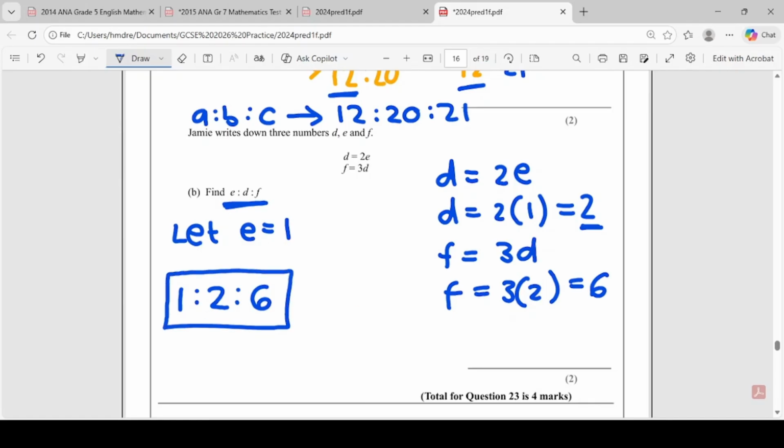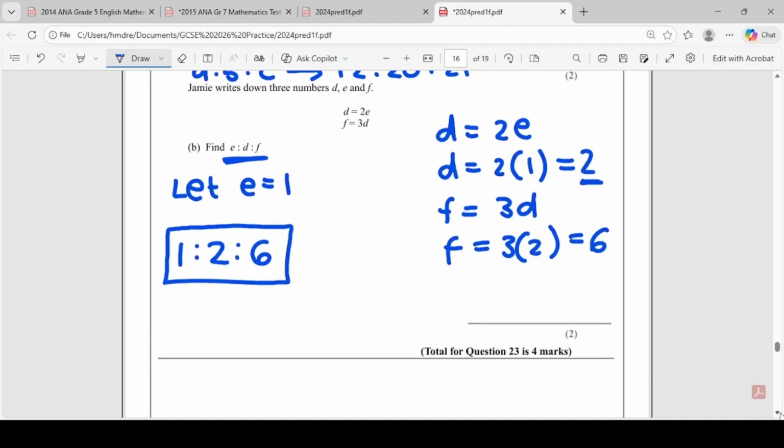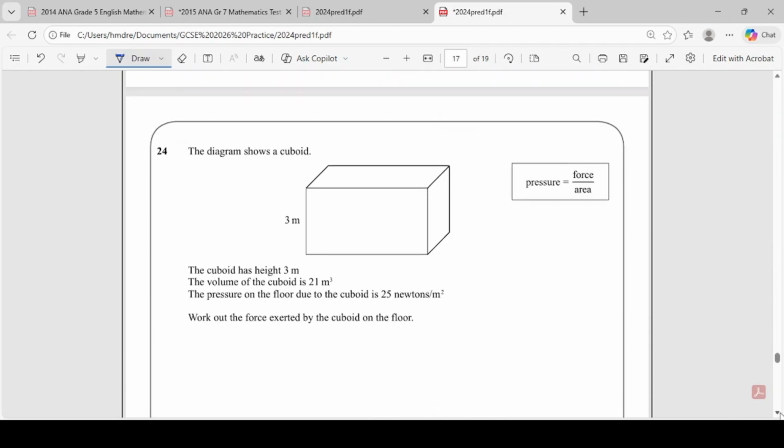You could have written any number for E here. You could have said let E equal 2, let E equal 4, let E equal 5. It doesn't matter. In the end, you're going to simplify your ratio and you'll always get this one. It should work out the same no matter what number you use.